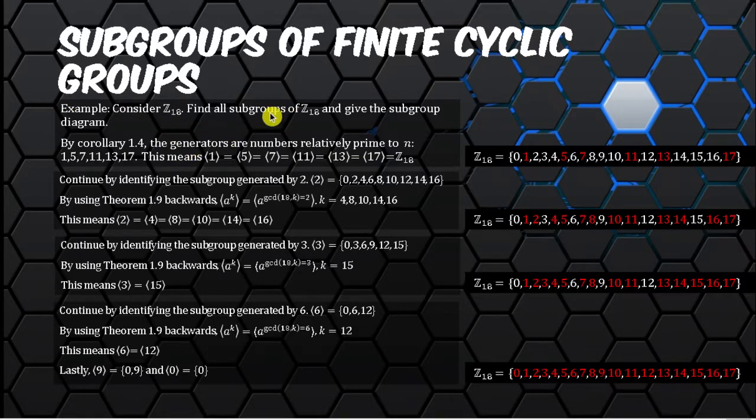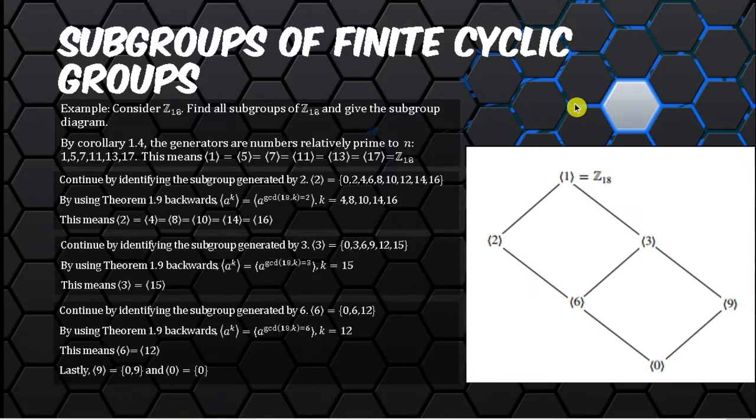Now, in the instruction, we are also asked to provide the lattice diagram. So again, for a lattice diagram, we always start with, of course, the group mismo. And pababa tayo with the lowest order. Yan. So, ganyan.